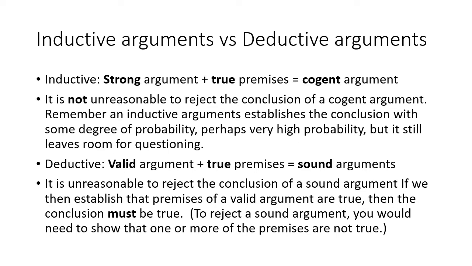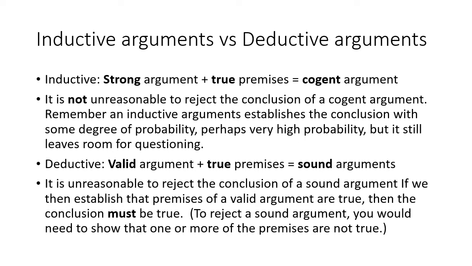So in inductive argument, then remember this: a strong argument plus true premises equals a cogent argument. Now, remember that the premises of an inductive argument are intended to provide probable support, not certain support, but probable. So it's not unreasonable to reject the conclusion of a cogent argument, because again, an inductive argument leaves some room for the conclusion to be false, even if those premises are true.